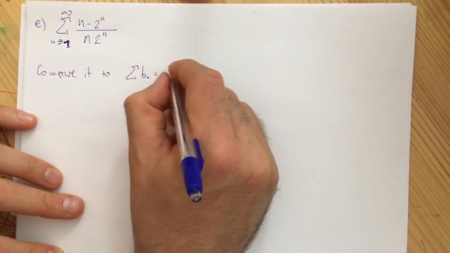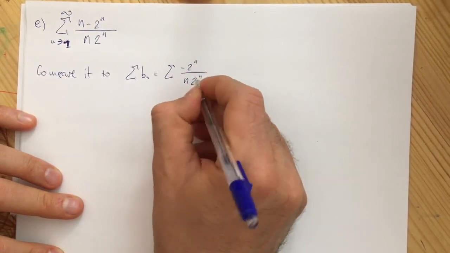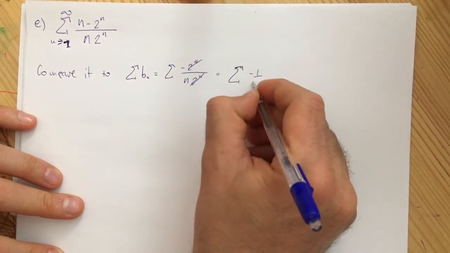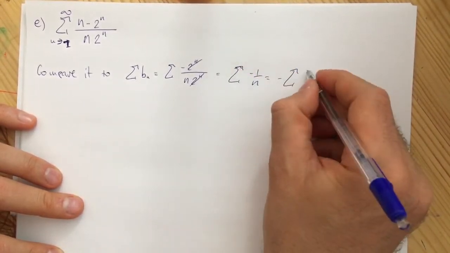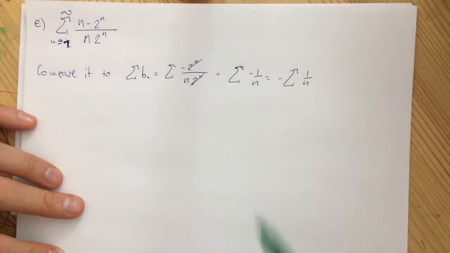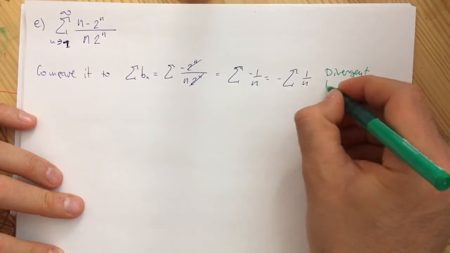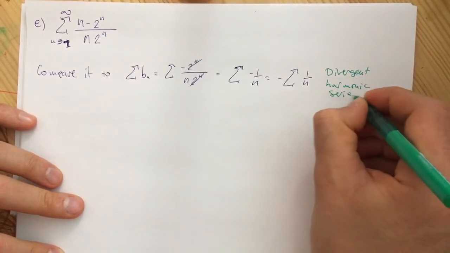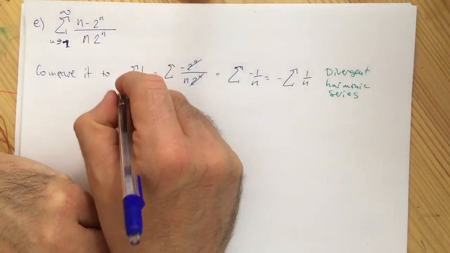Let's say negative 2 to the power of n over n times 2 to the power of n. These two can be cancelled, and I have negative 1 over n. I can factor out the constant, and this is the divergent harmonic series, which is nothing else but the p-series when p is equal to 1.